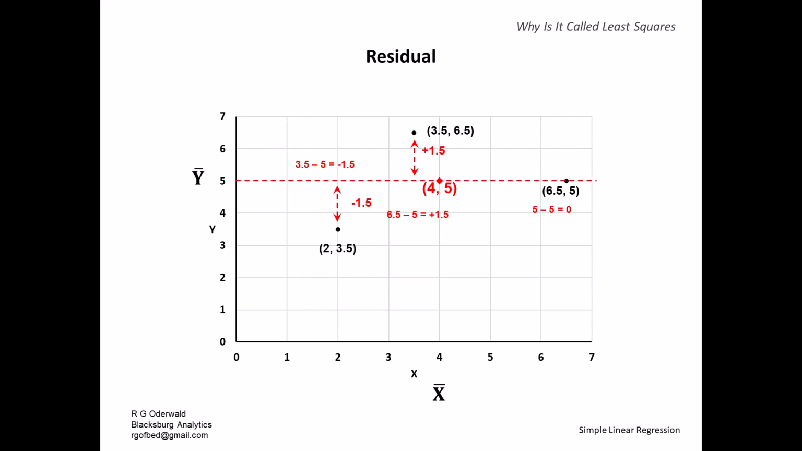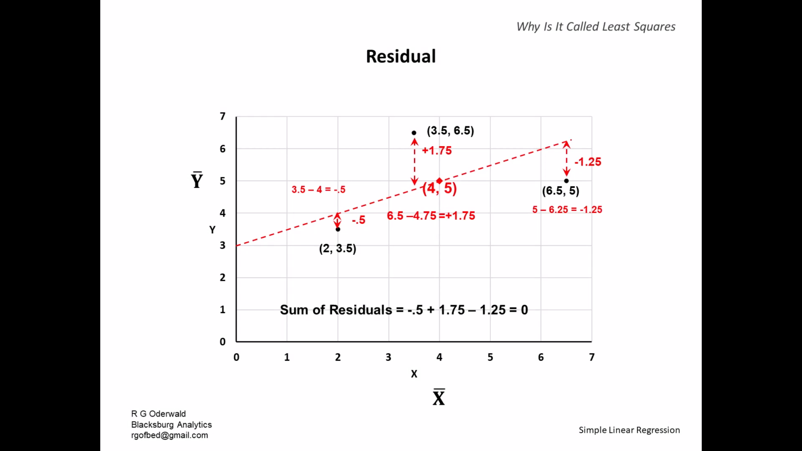At x equals 4, the predicted y is again 5, and the residual is plus 1.5. At x equals 6, the observed and predicted y are both 5. The residual is 0. The sum of the residuals is also 0, which means all our mistakes even out.